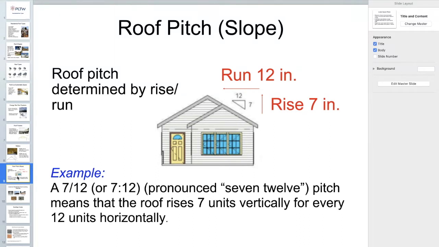So an example, a 7/12 pitch means that the roof rises 7 feet or 7 units vertically for every 12 units horizontally. So again, 7/12, the rise is 7 and the run is 12.